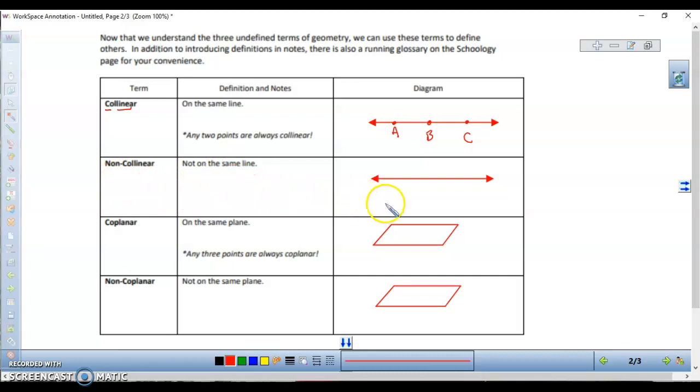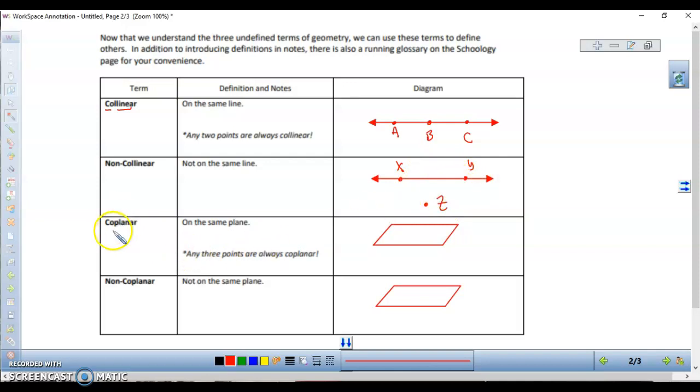Non-collinear means not on the same line. So for instance, if I put points X and Y on this line, and then put Z somewhere not on it, then those 3 points together will be referred to as non-collinear, because they're not all 3 on the same line. Now, are X and Y collinear? Absolutely. Any 2 points are collinear. You can see they're on the same line. Are X and Z collinear? Absolutely, because any 2 points are collinear. I could draw a line right through them. But those 3 together are non-collinear because all 3 of them are not on the same line.